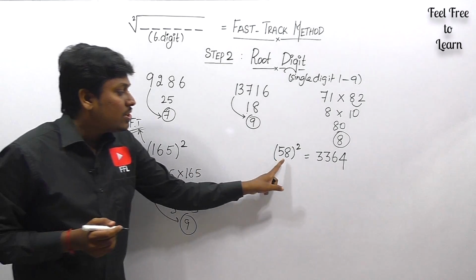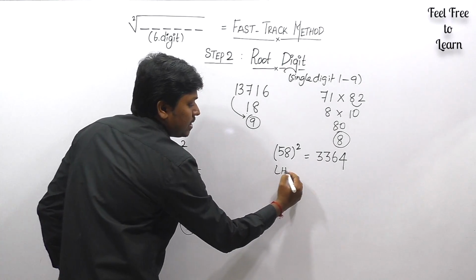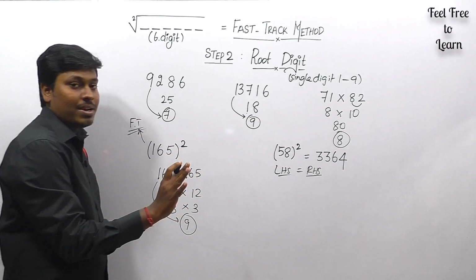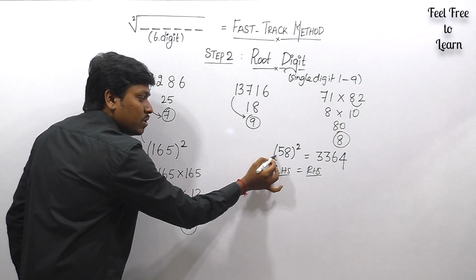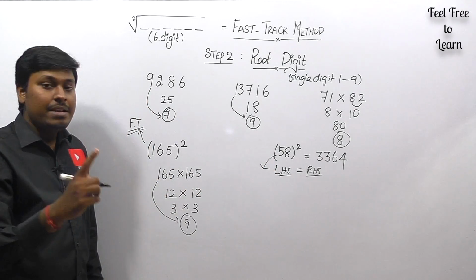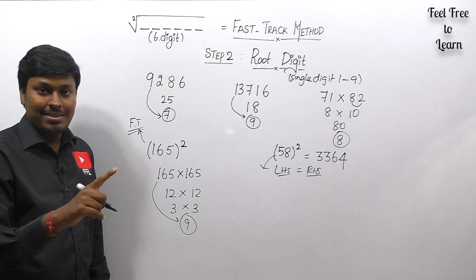Similarly, what is the root digit of 58 square? Friends, the meaning of root digit is that the LHS root digit should always be equal to the RHS root digit. That is the concept, right? We know 58 square will be 3364. Find what is the root digit of 58 square. 58 square can be written as 58 into 58. 8 plus 5 will be 13. So 13 into 13, 4 into 4, which is 16 and 7.